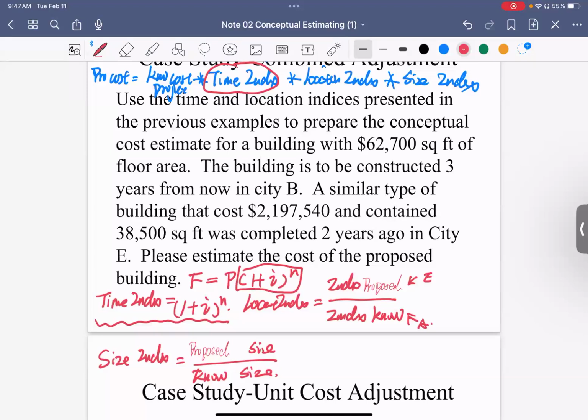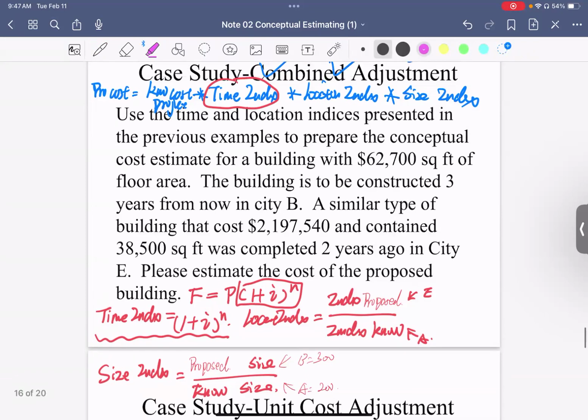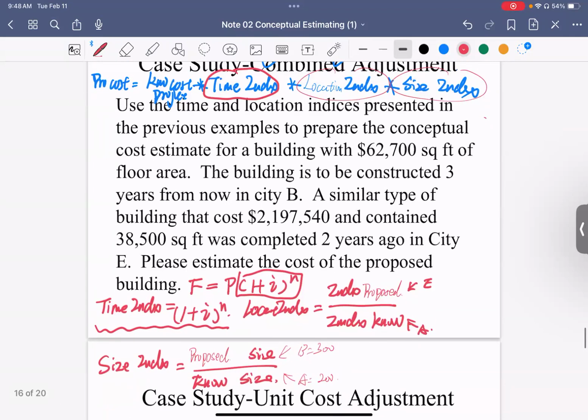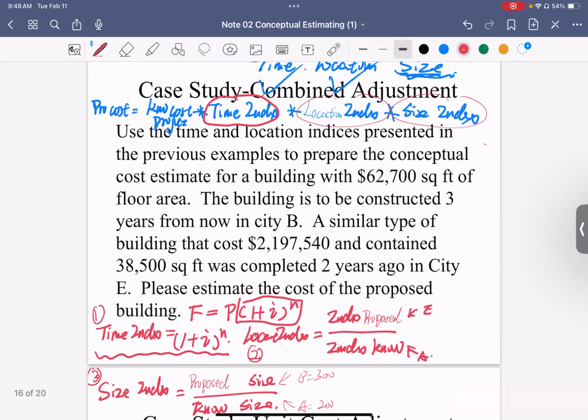For the given example we have here, B equals 300, and here A equals 200. Those are the location index. And then you have the size index. Location index and the size index. So once you find the time adjustment index, location adjustment index, and size adjustment index, you put them back to here: your proposed is equal to your known project cost times those indexes.